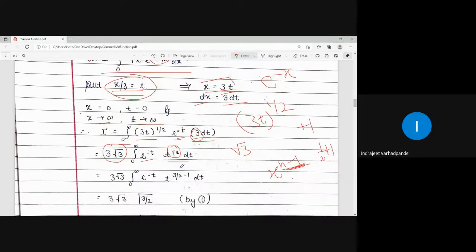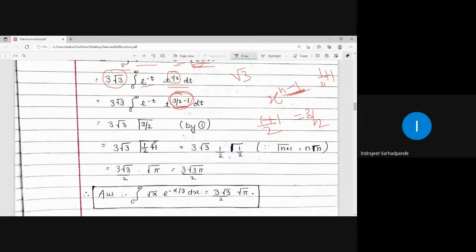So 1/2 will be written as 3/2 minus 1. Okay. Whenever I have to express it into the form x to the power n minus 1, whatever the number is, add +1 to it. Half plus 1 is 3/2. So I can write half as 3/2 minus 1.